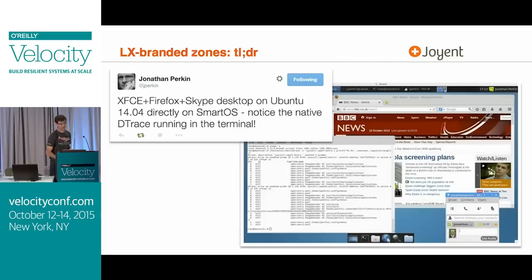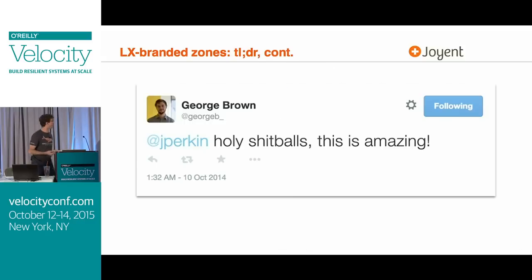I won't go into the details, but I will show you this. This is now a year and change ago. This is someone running XFCE, whatever the hell that is, Firefox, Skype, on Ubuntu 14.04. And this is running on SmartOS, but running Ubuntu 14.04 on SmartOS. And he's actually running DTrace, running it against Ubuntu 14.04. And we're like, wow, that seems pretty cool. That seems pretty interesting. Turns out the response was pretty positive.